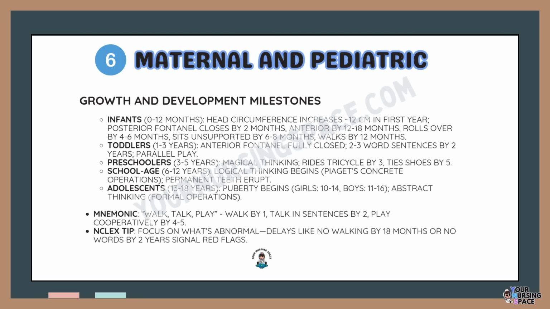School-age kids, 6 to 12, shift to logical thinking, thank you, Piaget, and their baby teeth start swapping for permanent ones. Then adolescents, 13 to 18, hit puberty, girls around 10 to 14, boys 11 to 16, and they're wrestling with abstract ideas like, who am I, really? Here's a handy trick. Walk, talk, play. They walk by 1, talk in sentences by 2, and play cooperatively by 4 or 5. On the NCLEX, watch for delays. If a kid's not walking by 18 months or saying words by 2, that's a red flag worth investigating.